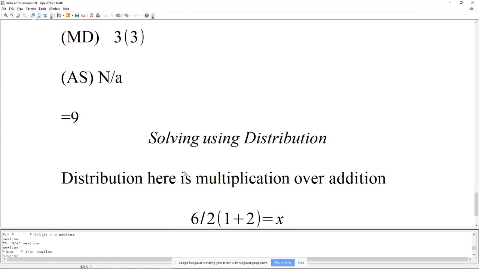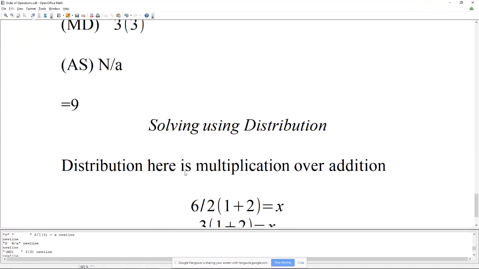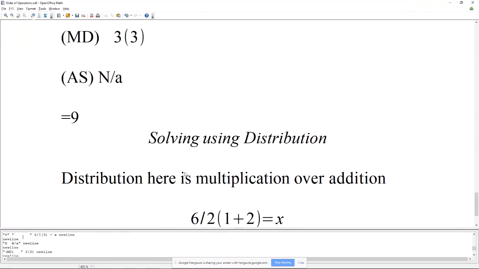All right. So distribution here is multiplication over addition. Before we can do the distribution, we've still got to go by order of operations. What people want to do is go 2 times 1 is 2 plus 2 times 2 is 4, and now you get 6. 6 times 6 is 1. That's not how you do this, because if you remember, multiplication and division are done left to right in the order they appear. So I cannot do this multiplication before I take care of this division.